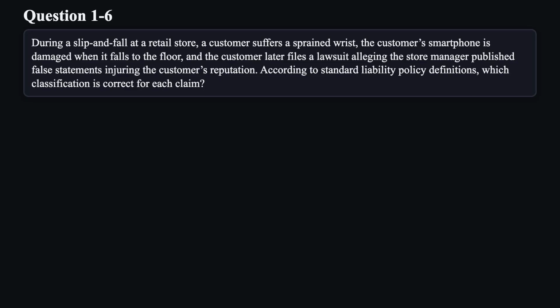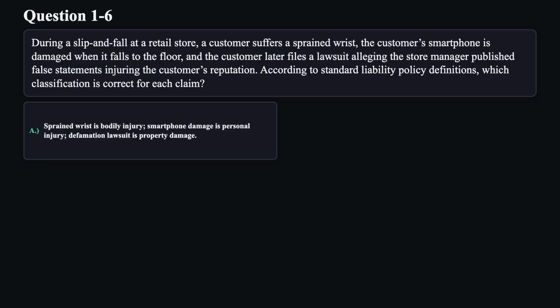Question 6. During a slip and fall at a retail store, a customer suffers a sprained wrist, the customer's smartphone is damaged when it falls to the floor, and the customer later files a lawsuit alleging the store manager published false statements injuring the customer's reputation. According to standard liability policy definitions, which classification is correct for each claim?